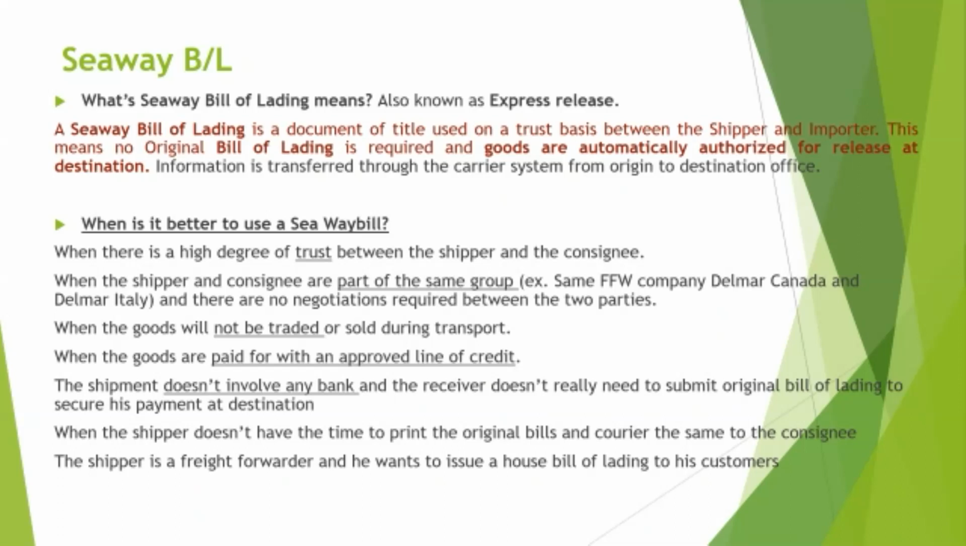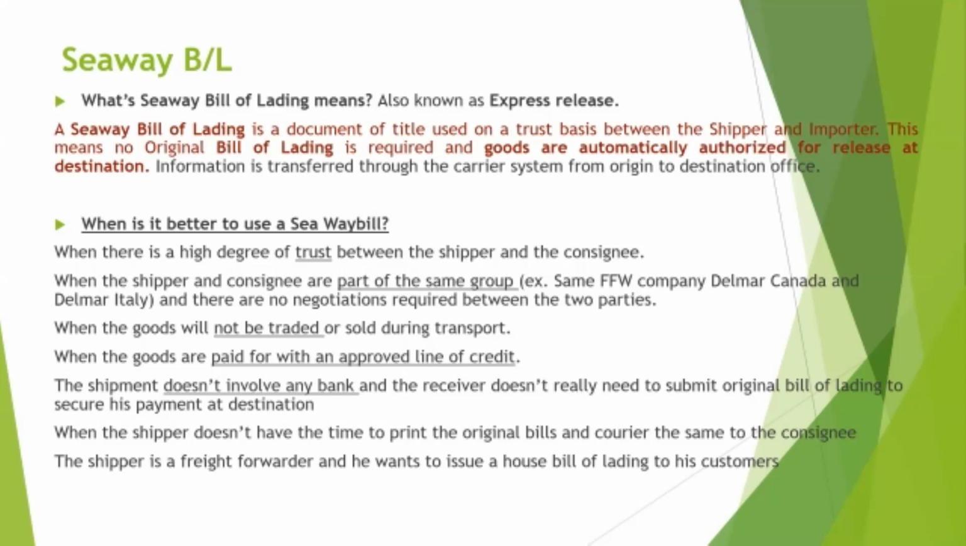I mean, this is the trust base, the ultimate trust between the buyer and shipper. So when the cargo goes to the destination without any special action, the consignee can be the owner and release the goods. So when is it better to use the C-way bill? It's when there is a high degree of trust between the shipper and consignee.